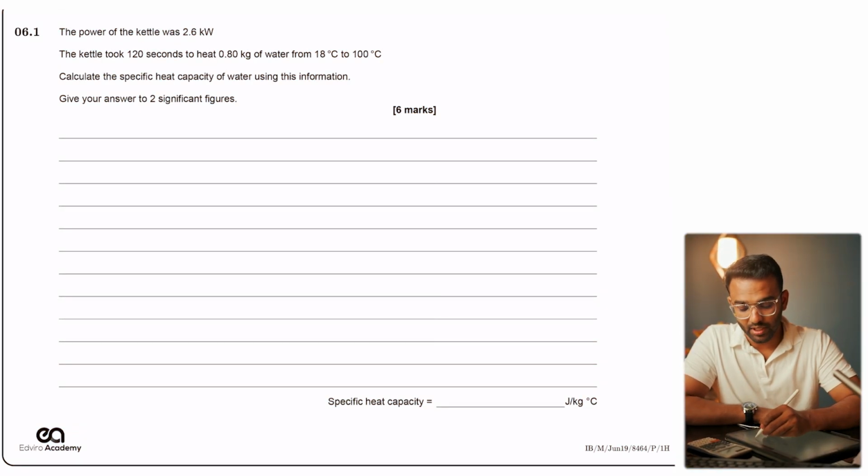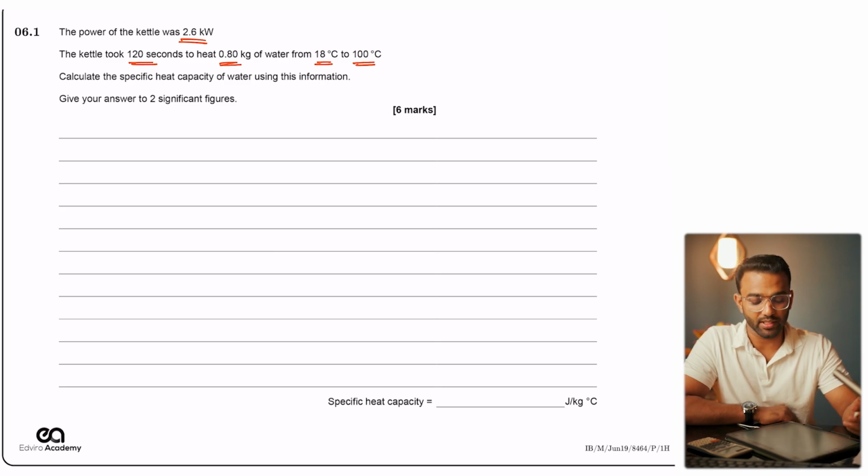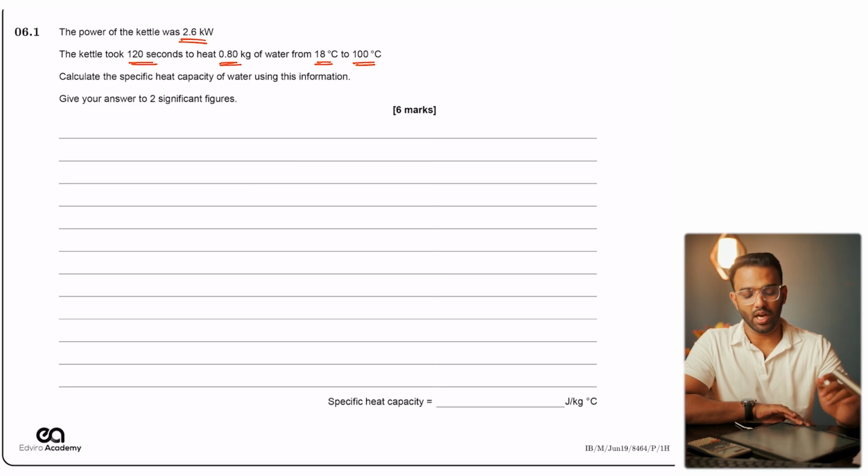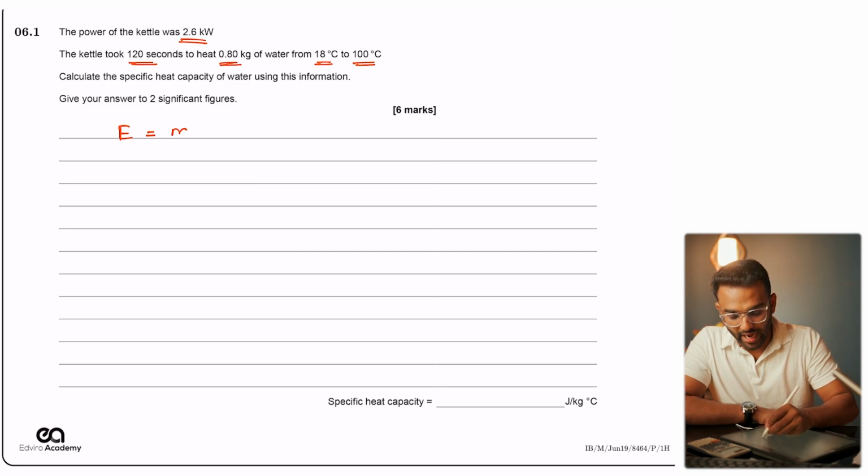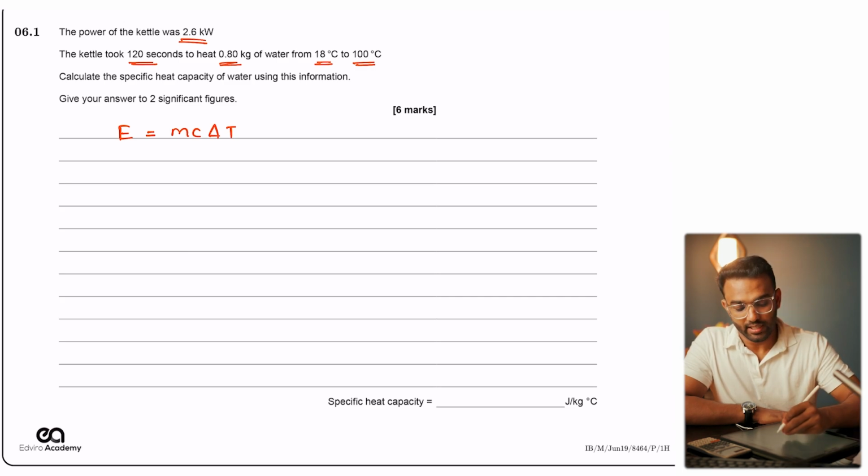The power of the kettle is given. The kettle took that amount of time to heat 0.8 kilogram of water from that temperature to 100 degrees. Calculate the specific heat capacity to two significant figures. 6 marks. Nice question. E equals mc delta T. But we don't have E. So instead of E, we have power.